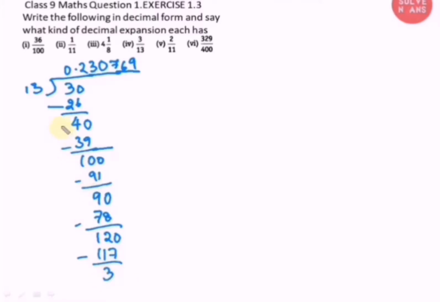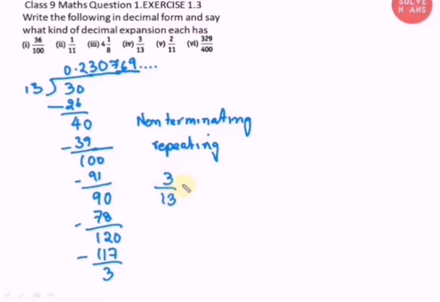So you have to be very careful when you're dividing and see whether you get the number back. So ये 3 आपको दोबारा मिल गया. Then that means all these numbers will be repeated again. So this is non-terminating. The division will not stop. And it is recurring or repeating. And you are going to write it like this. And just draw a line here.